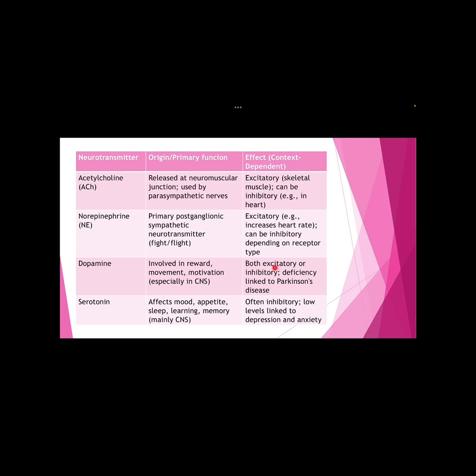Dopamine is both excitatory and inhibitory, and sometimes it is deficient, which leads to a disease called Parkinson's disease, with very slow movements, because dopamine is responsible for movement. So when it is deficient, it leads to the very slow movements present in Parkinson's disease.